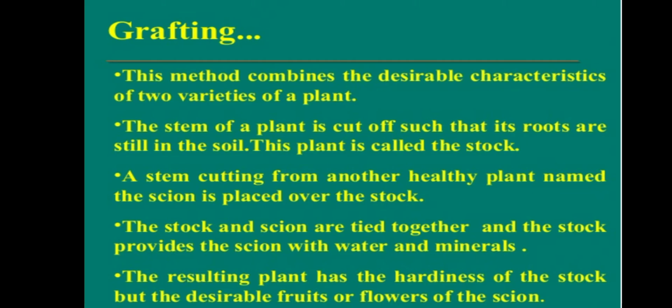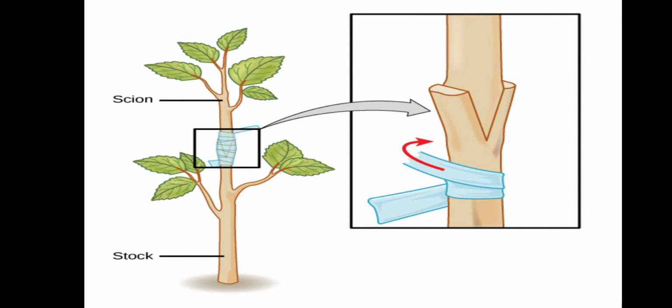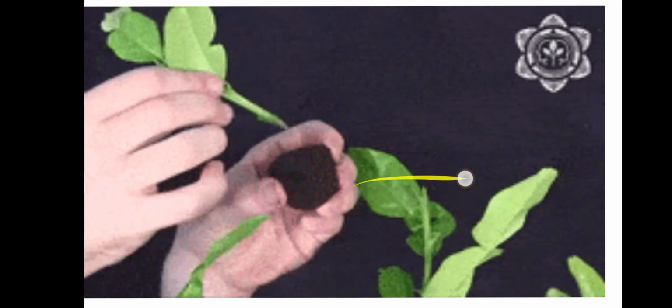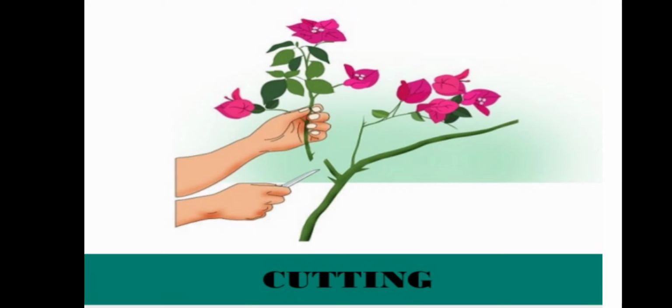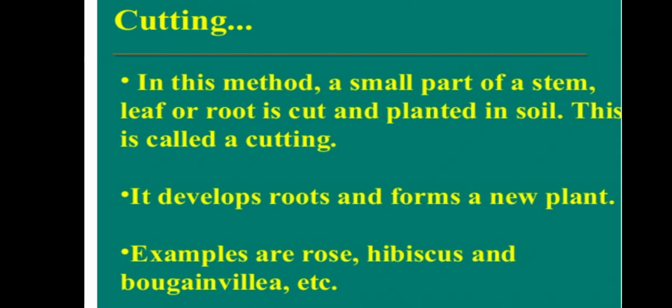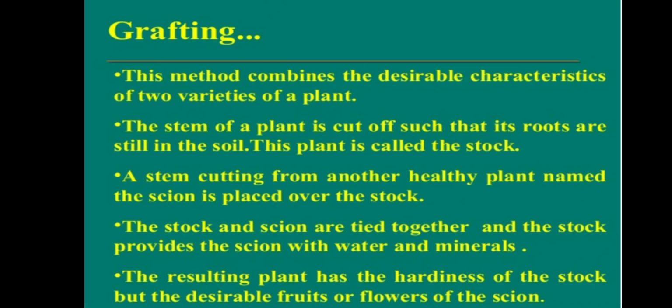The resulting plant has the hardiness of the stalk but the desirable fruits or flowers of the scion. So class, this is all we'll be learning for today, that we have learned cutting. A small part of a stem, leaf or root is cut and planted in soil. And we have to know grafting, two important methods we have learned, that is cutting and grafting.